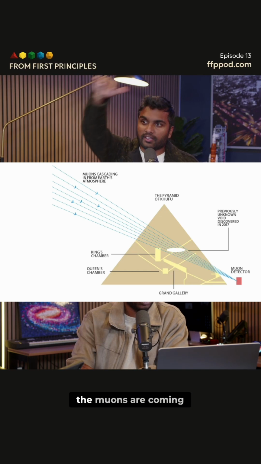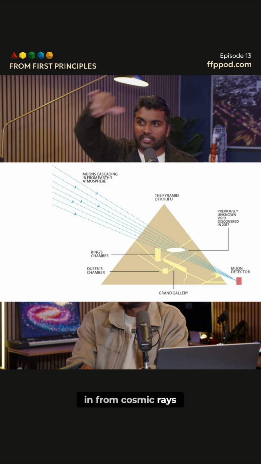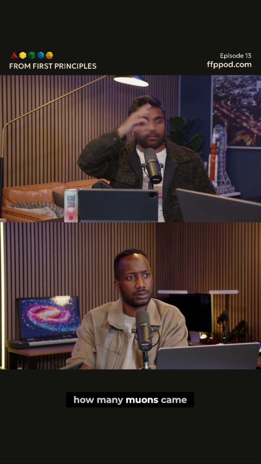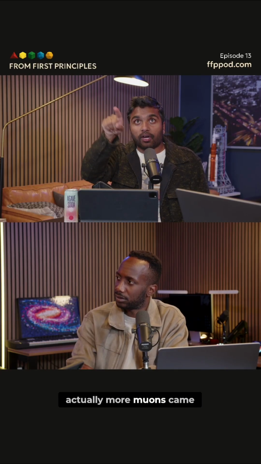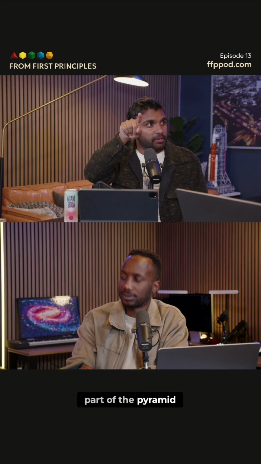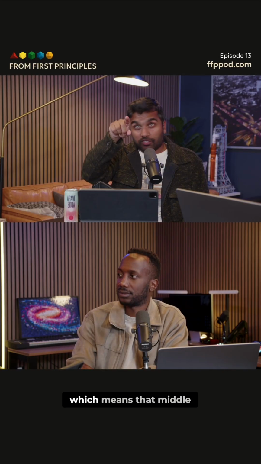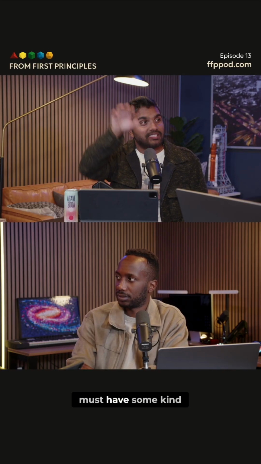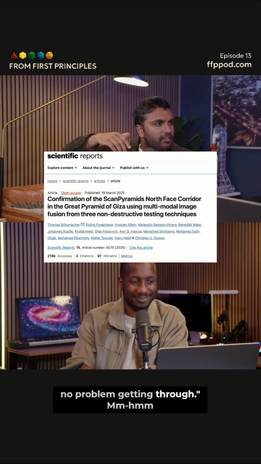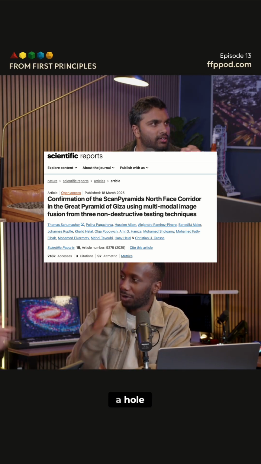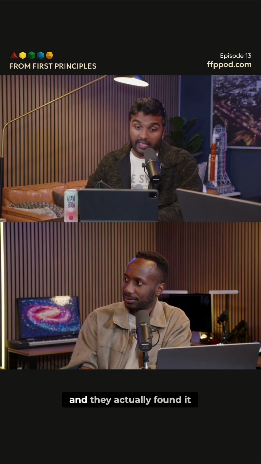And there you see the muons are coming in from cosmic rays. And you can map out how many muons came in from each direction. And you can say, oh, actually more muons came in from this middle part of the pyramid than from the outside, which means that middle part of the pyramid must have some kind of cavity or hole where the muons had no problem getting through. So it's like there's a hole. Yes. There's a hole in there. And they actually found it.